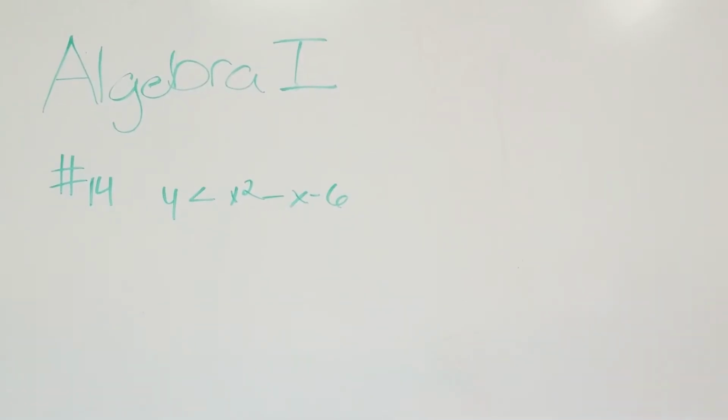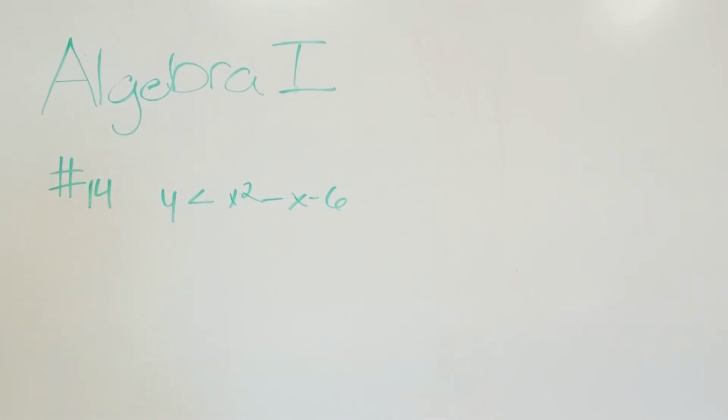All right, problem number 14. They ask you to find a point that is in the solution set of y is less than x squared minus x minus 6. So you're just going to take the points that they give you and put x where x is and y where y is and see which one comes out true.